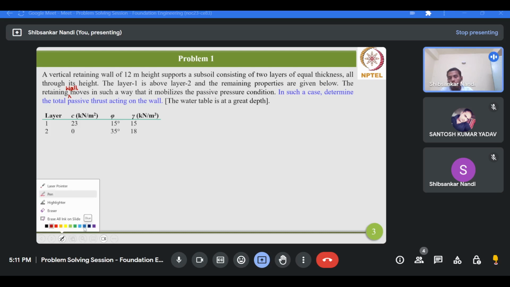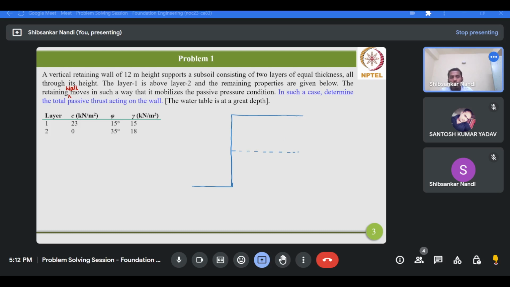All the parameters remain the same, with the exception that earlier we solved the problem for the active condition. Now in this problem we have to determine the lateral earth pressure for the passive condition. This is the only difference between these 2 problems, the one we considered last week and the present problem.